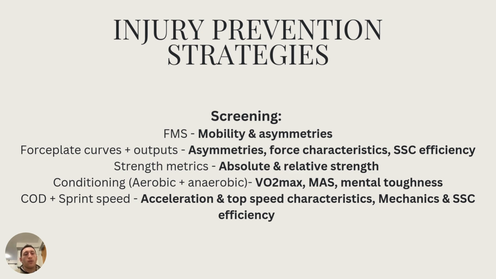These things matter. Strength metrics, absolute and relative strength, give us a great idea of our force producing capabilities, and then our relative capacity in those. Conditioning, aerobic and anaerobic, our VO2 max, our maximum aerobic speed, and our mental toughness. These are things that matter. Mental toughness included. It's a psychological one, but you get to see what kind of athletes you're dealing with. Change of direction and sprint speed are going to give you characteristics of your acceleration and top speed, as well as mechanics and, once again, your stretch shortening cycle efficiency.